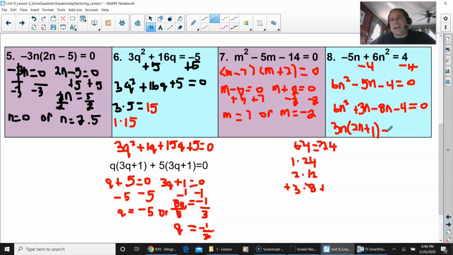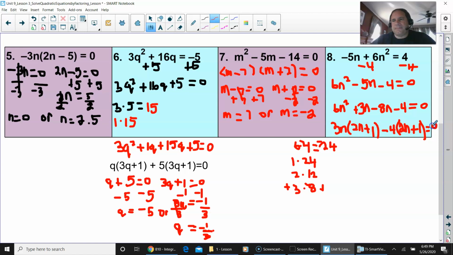Then I'm going to factor out a 4 from the 8n and the 4, right? So what times negative 4 equals a negative 8n? 2n. Negative 4 times 2 equals negative 8, and the n comes along with it. What times negative 4 equals negative 4? Well, it's a plus 1. And that all equals 0.